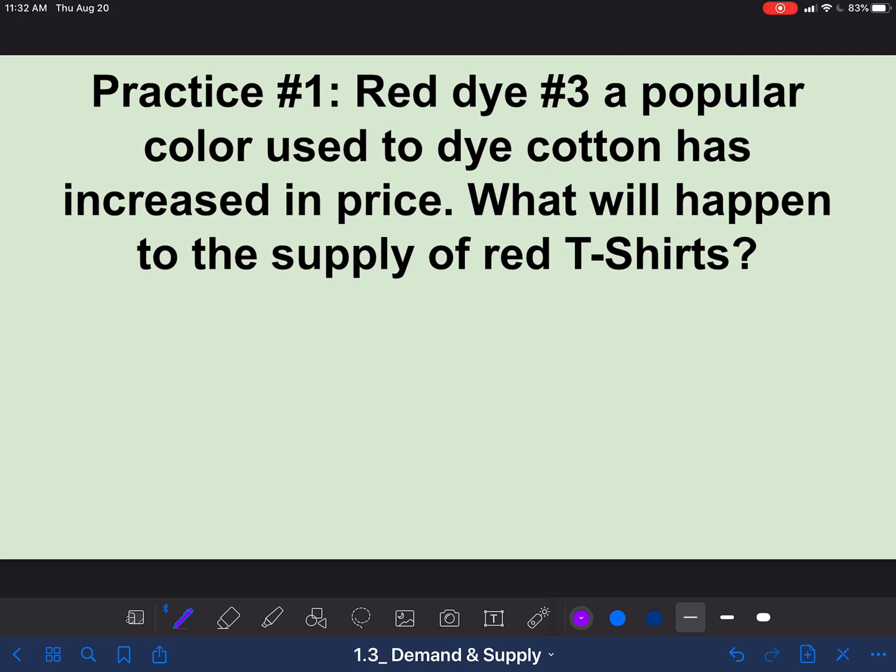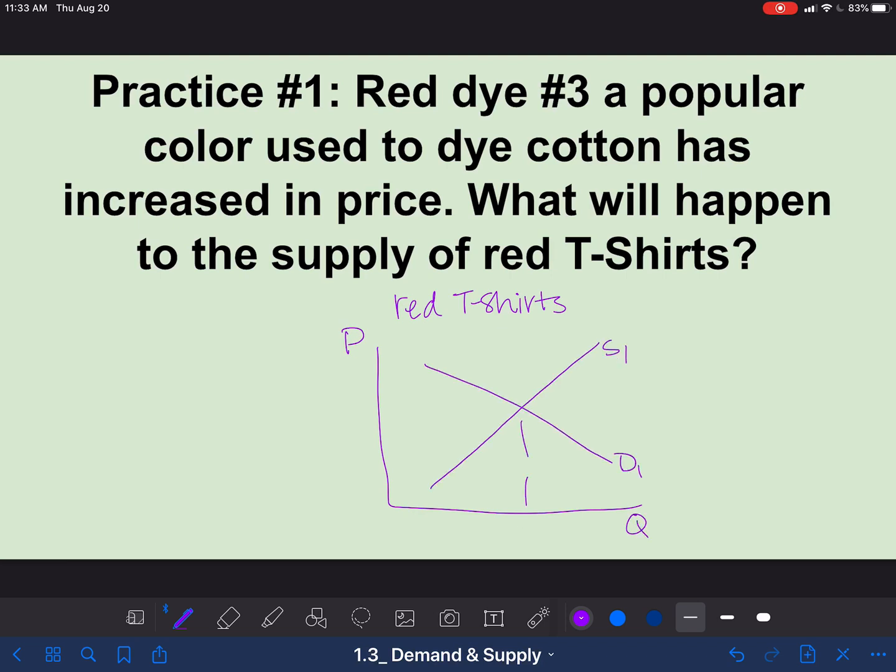Red dye number 3, a popular color used to dye cotton, has increased in price. What will happen to the supply of red t-shirts? So we're drawing our micro market for red t-shirts. We have price on the vertical, quantity on the horizontal. Supply will slope upward, demand slopes downward. Quantity equilibrium and price equilibrium. So if red dye number 3 has increased in price, what's going to happen to the supply of our red t-shirts? Well, it will decrease. It's too expensive to buy red dye, so we can't make as many red t-shirts.